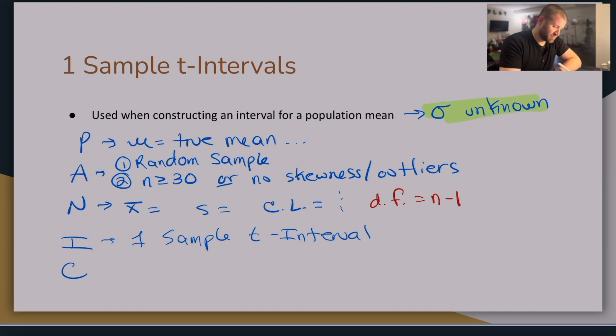Either one is fine. And my conclusion stays the same as before, meaning we are blank % confident that the true mean lies on this interval.